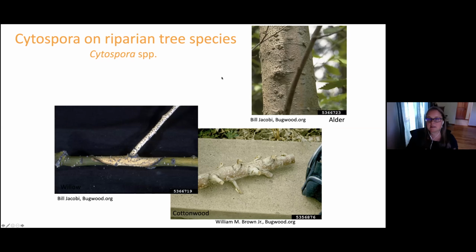Some species, it may start out on the branches, but then it also can get onto the main stem. So it can be pretty prevalent and difficult to manage, because once you have Cytospora, and I'll talk about this at the end, the best management tool is basically cutting out the branches that have it. So if it's on the main stem, that tree is likely going to die in the near future. It's a fairly slow disease, but it can still occur.